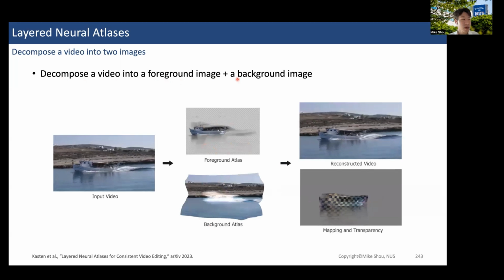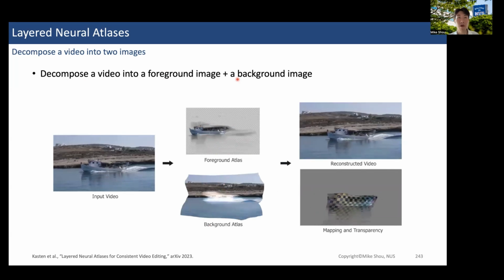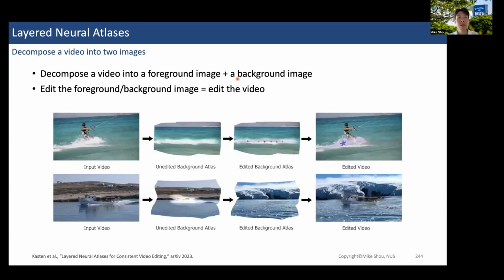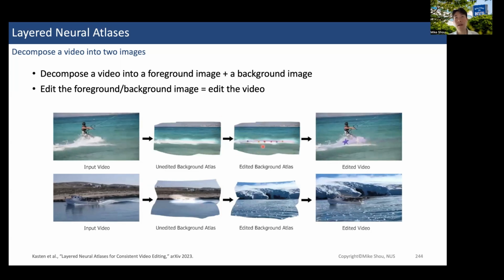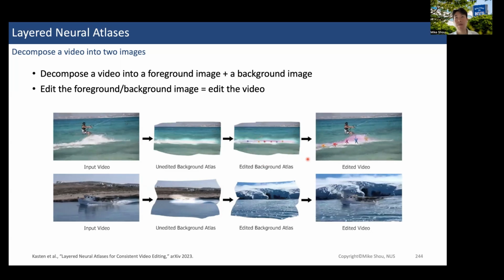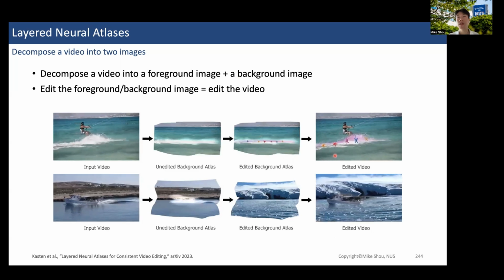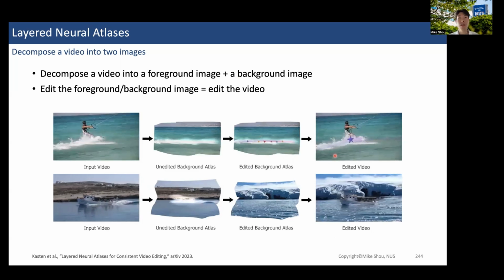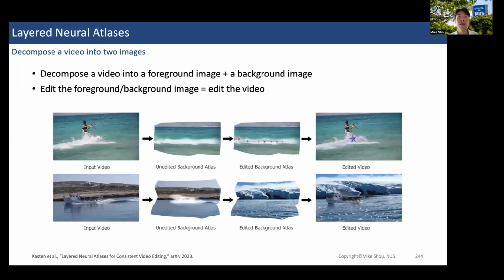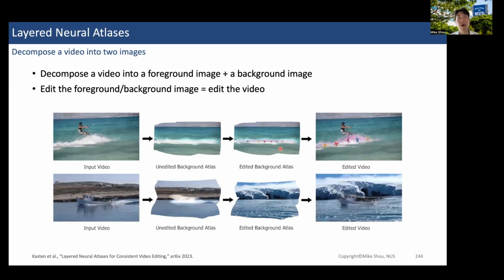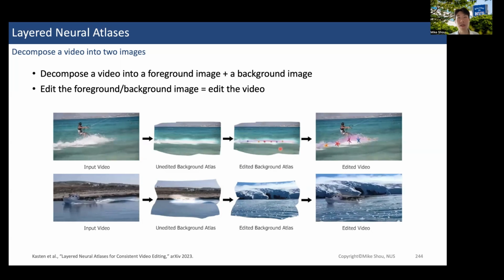When we think about video editing, we can, for example, edit the foreground or edit the background. You can add some effects on the background, and it can be propagated back to the video and maintain pretty good consistency over time, because we conducted the editing on the canonical space and propagated it into other frames. So they all come from the same source, and they are consistent.